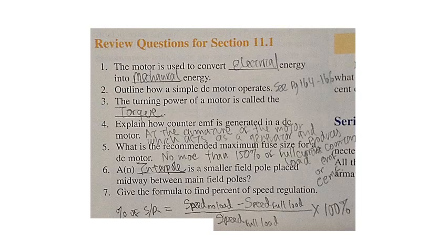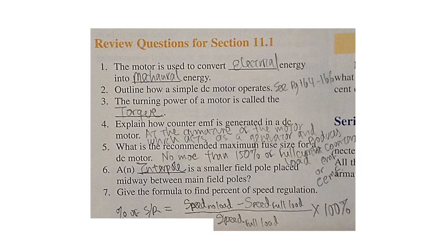Review questions for section 11.1. Number 1. The motor is used to convert blank energy to blank energy. The answer is electrical energy to mechanical energy. Number 2. Outline how a simple motor operates. In simple terms, for a more detailed explanation, go to your text, pages 164 through 166.